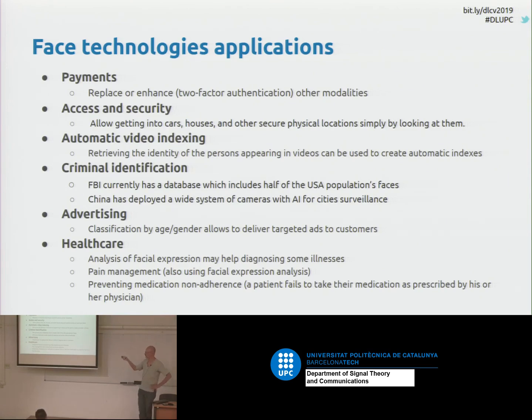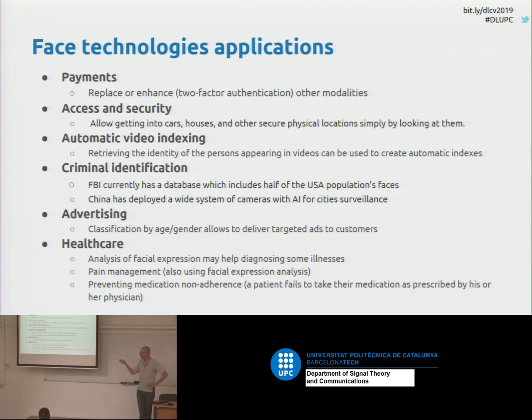There are also applications in criminal identification. For instance, if you read the newspapers, you will know that most administrations have efforts in this field. The FBI has a huge database of half the population in the USA, and also in China there is a wide deployment of security cameras to make surveillance of the population.